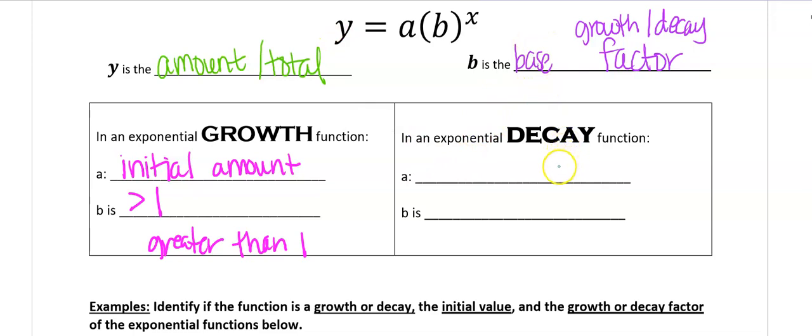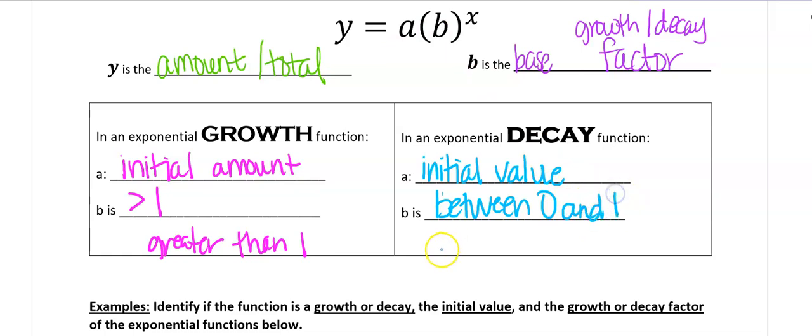For decay, what do you think decay will be? We know that A is that initial amount or initial value of whatever you're looking at, the bacteria, the money in the investment. B is always between 0 and 1. And let me rewrite that with the word and on there for you. It's going to be between 0 and 1. So it's going to be a fraction, basically a decimal.